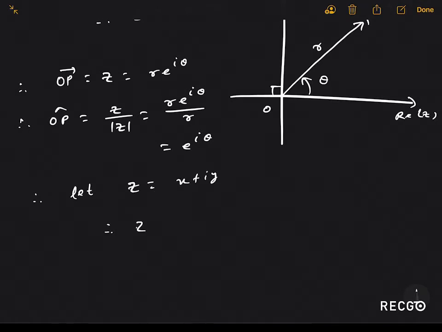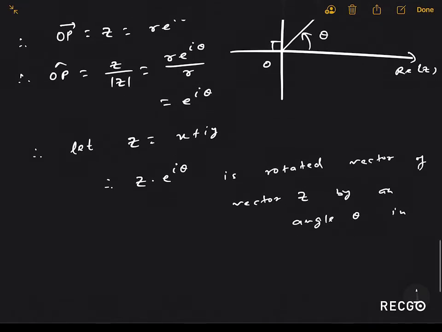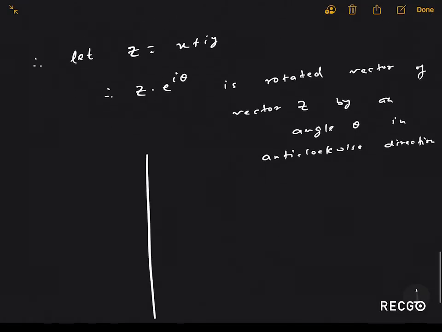Now let's say z is a complex number in Cartesian form, x plus iota y, and in Euler form let's say it is z. So if I multiply the complex number z with e to the power iota theta, then the new complex number, z into e to the power iota theta, is a rotated vector of the vector z. If we rotate vector z by an angle theta in the anti-clockwise direction in the complex plane, we get a new complex number, that is z into e to the power iota theta.